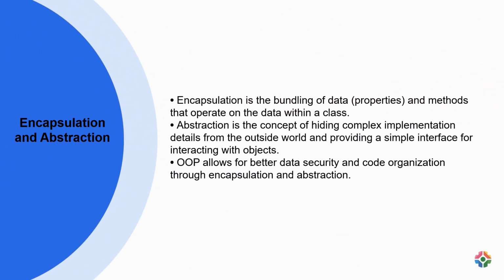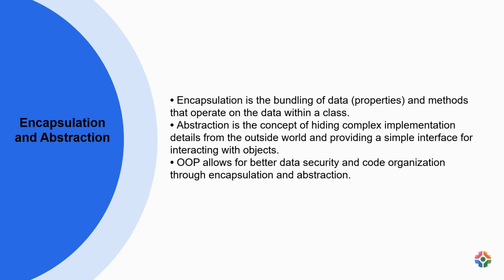Encapsulation in object-oriented programming involves packaging data, properties, and methods within a class. This compiles related functionality and data in one unit, making it easier to manage. For instance, a car class could encapsulate attributes such as model, color, and methods like start engine and drive.